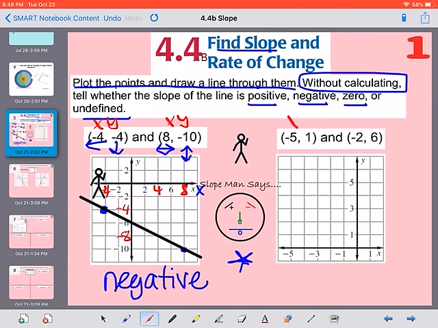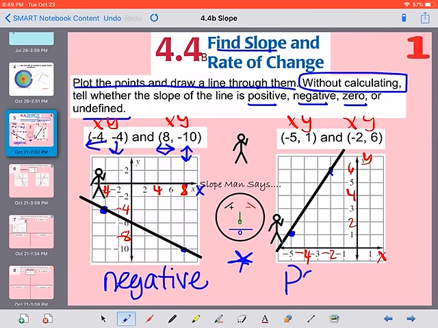Over here, let's plot these as well. X, Y, X, Y. This graph goes by 1, so be careful. It's really 1, 2, 3, 4, 5, 6. And then our negatives. So here we have -5 first to the left, and y is up 1. And then x is -2 to the left and up 6. So if we put our line through those 2 points, hopefully you can see, walking from left to right, we are going uphill. So this would be a positive slope.